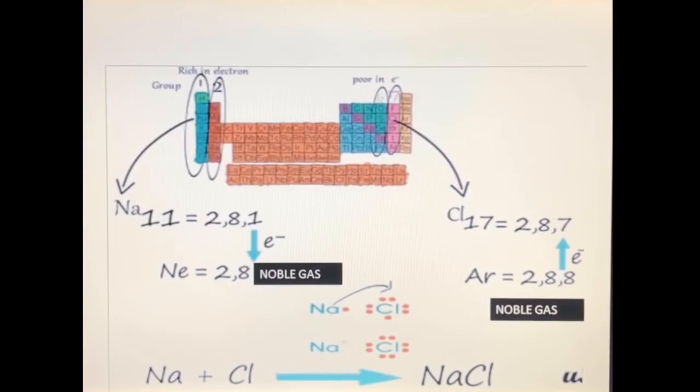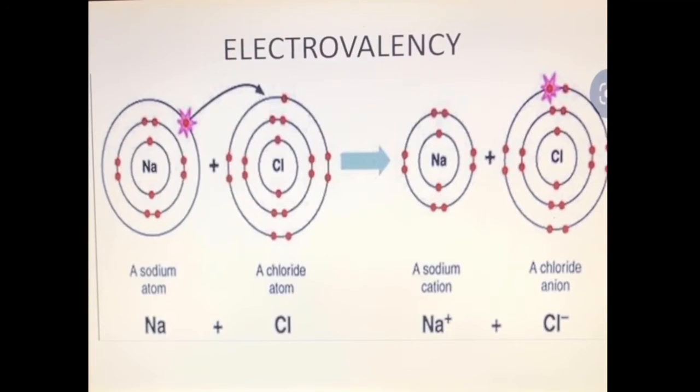Cl-, and between the ions the strong electrostatic force will work, which is known as ionic bond or electrovalent bond. So an electrovalent bond is formed between two ions, which are formed by the transfer of electron from metal atom to non-metal atom. In this example, you may see Na+ and Cl-.